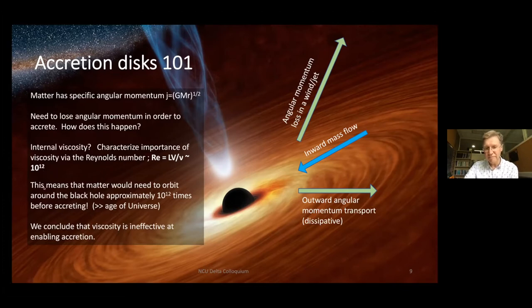Roughly, from some back of the envelope calculations, this means the matter has to orbit around the black hole about 10 to the 12 times before accreting. That is far too slow. It's much longer than the age of the universe for the kind of systems we're talking about. So we conclude that the intrinsic viscosity is ineffective at enabling accretion. That doesn't work.